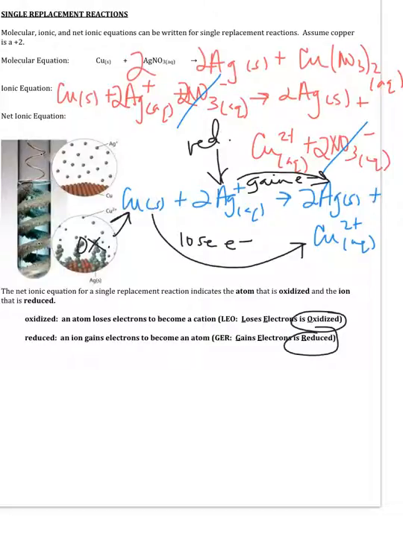So we'll always have one reactant that is oxidized and one reactant that is reduced in our single replacement reaction. We just need to be able to look at what gains electrons and what loses electrons. There's a little acronym here that can help you remember. LEO for loses electrons is oxidized, and GER for gains electrons is reduced.